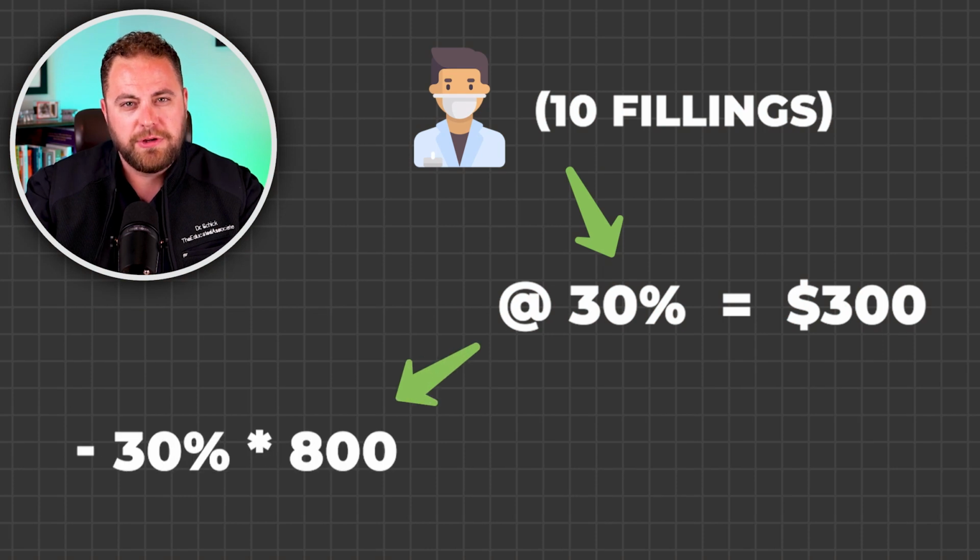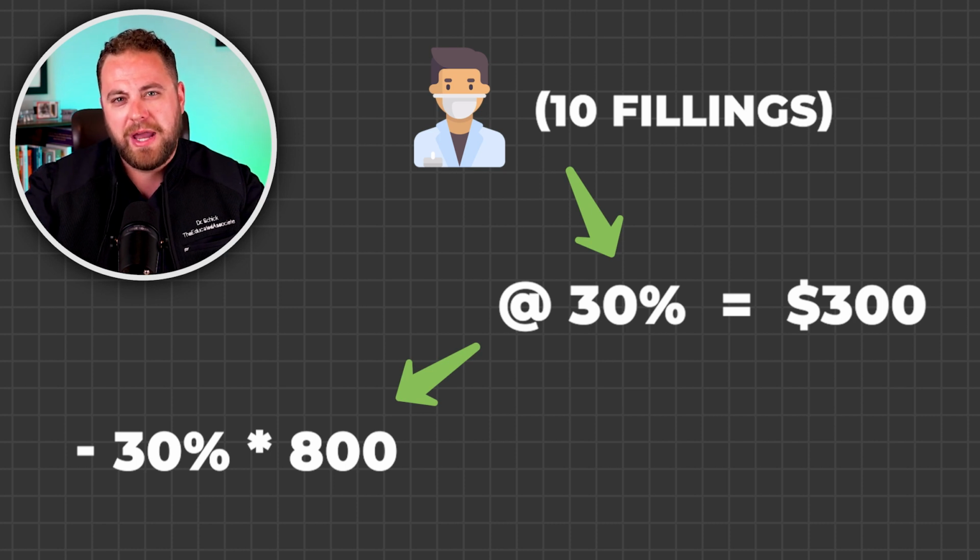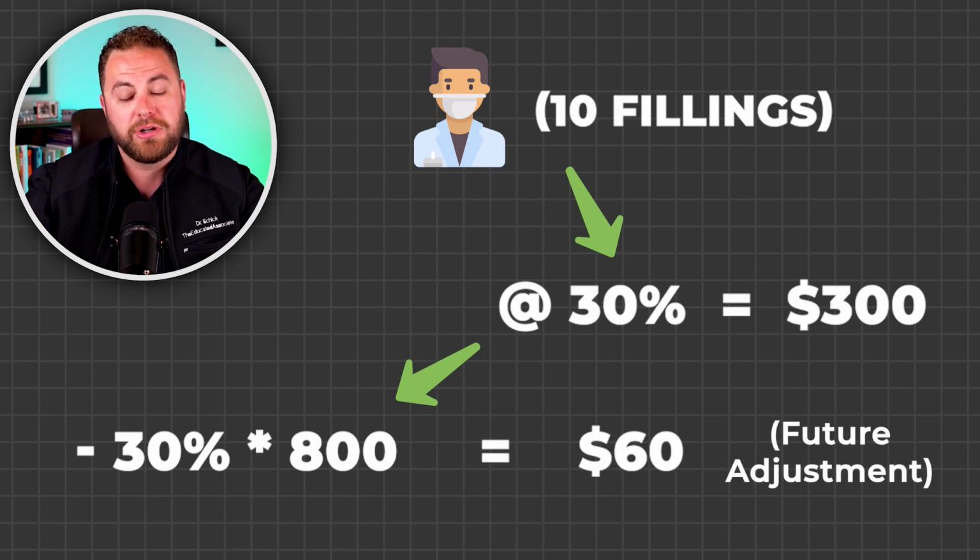This is where adjustments occur. In this case, they would reduce your future pay not by $200, they would take 30% of $800 and then subtract that from what they paid you, and that would be the amount adjusted off of your future pay.